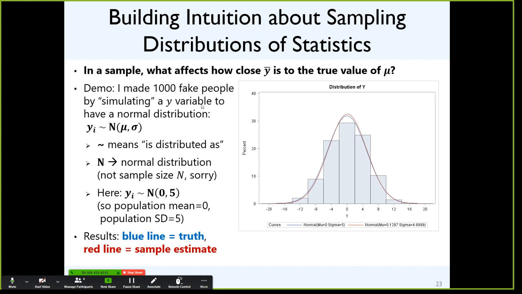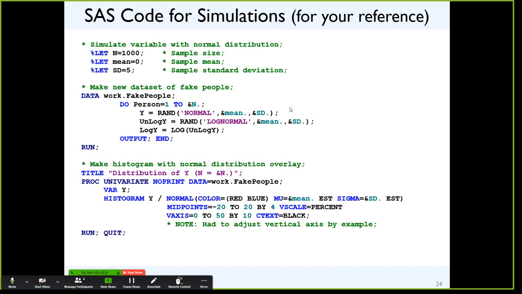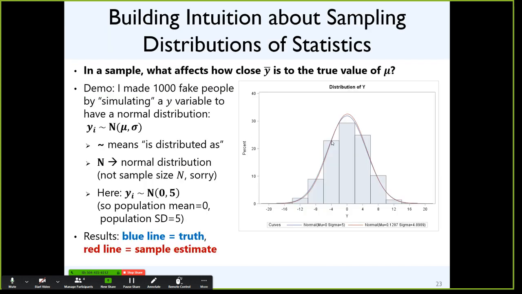So the code that I use to do this is actually on the next slide. This is just for your reference, in case any of you feel like this is cool and you want to play with it. It's SAS code. SAS has random number generators that follow all kinds of distributions. So I made this up. This variable is called y. I told it, in this variable, I would like 1,000 fake people. I would like this variable to have a mean of 0, and I would like it to have a standard deviation of 5. So on average, I want each case to be off from the mean by 5.